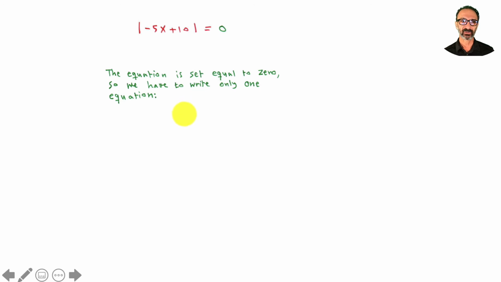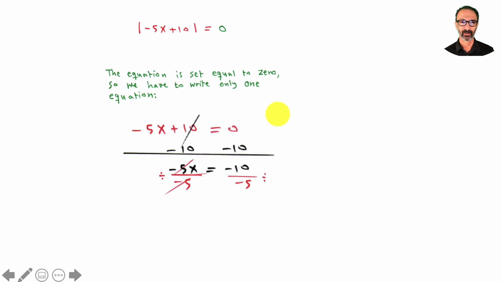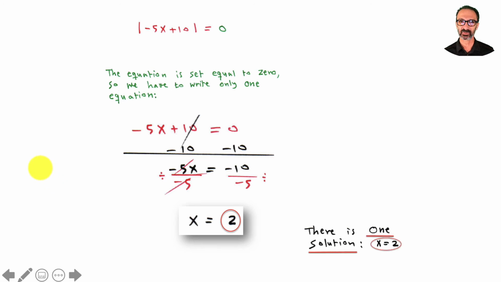The equation is set equal to 0, so we have to write only one equation. There is no plus minus 0, so we write it without absolute value. Subtract 10 from both sides. I get minus 5x equals -10. Divide by -5, divide by -5, as you could see. Simplify this, and the answer is 2. And that should do it. The answer for this problem is just one answer, which is 2.